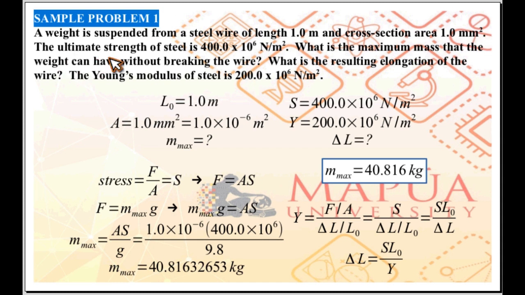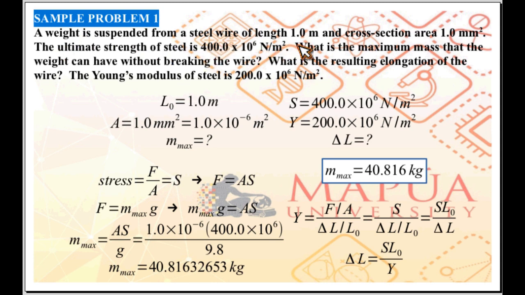The ultimate strength of steel is given: 400 times 10 to the 6th power Newton per meter squared. What is the maximum mass that the weight can have without breaking the wire? What is the resulting elongation of the wire? Young's modulus of steel is given: 200 times 10 to the 6th power Newton per meter squared. So because of the weight of the suspended object, the steel wire will be stretched.